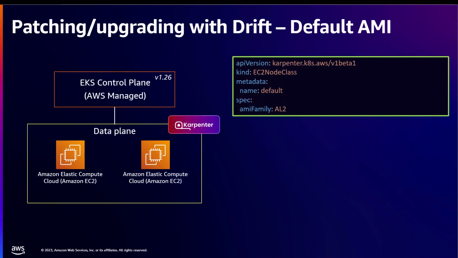Okay, so this is how Karpenter behaves when the AMI changes. So let's say you are using AMI family AL2, which is the default AMI for a lot of you.